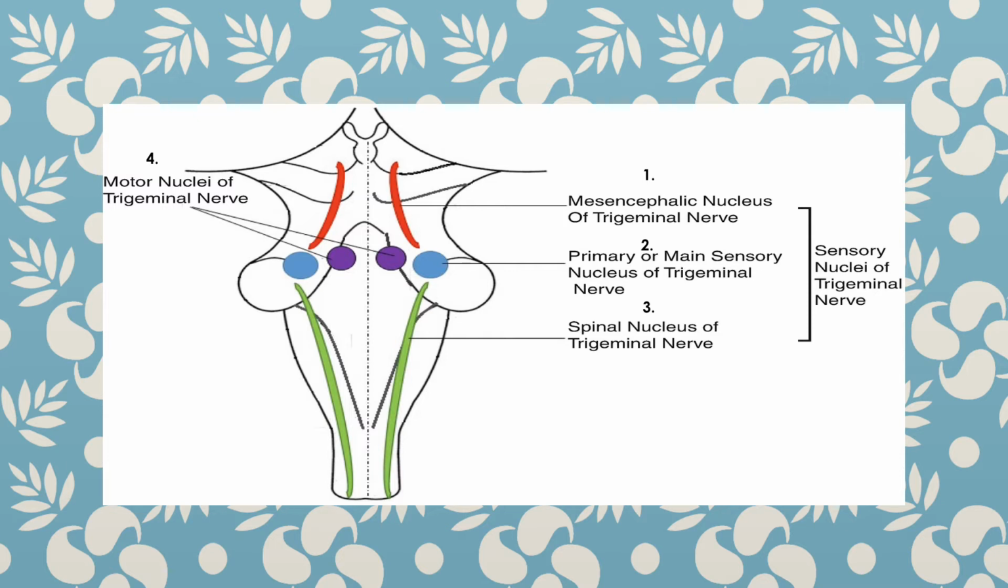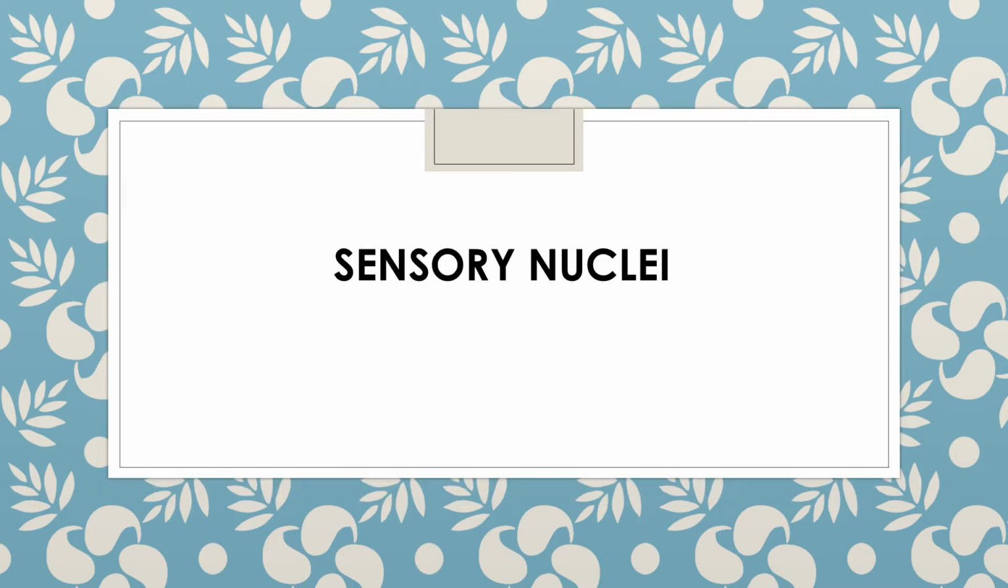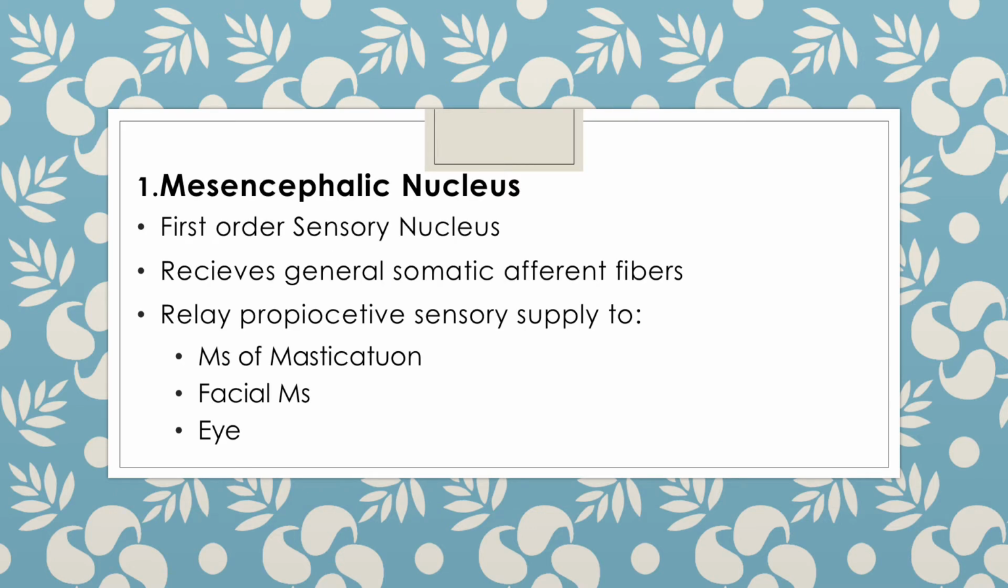Now we will do the details of these nuclei. Firstly, we will do the sensory nuclei. First is the mesencephalic nucleus, a first order sensory nucleus, and it receives general somatic afferent fibers. It relays proprioceptive sensory supply to the muscles of mastication, then facial muscles, and also from the eye.